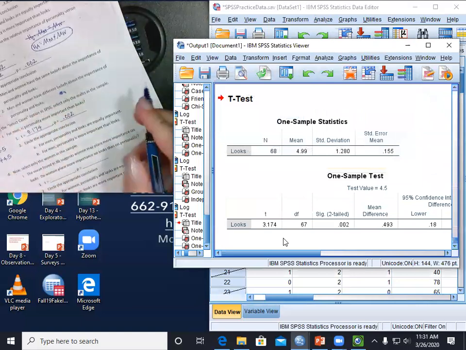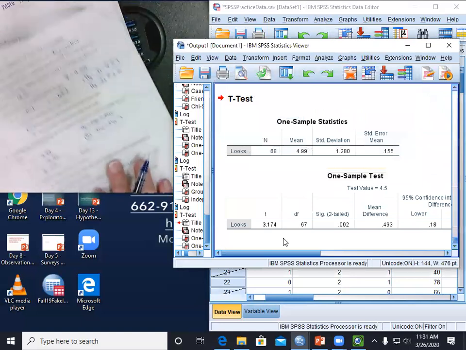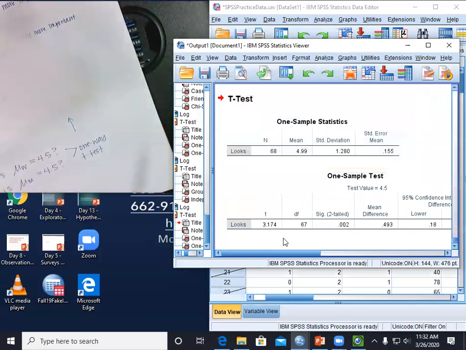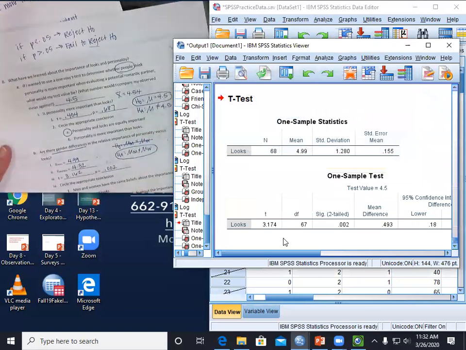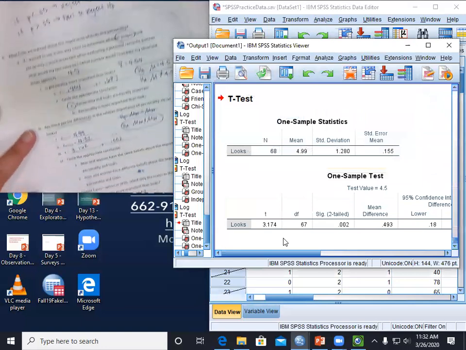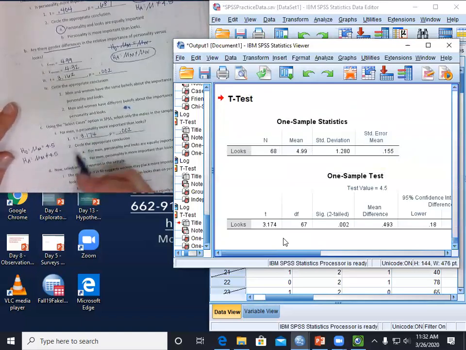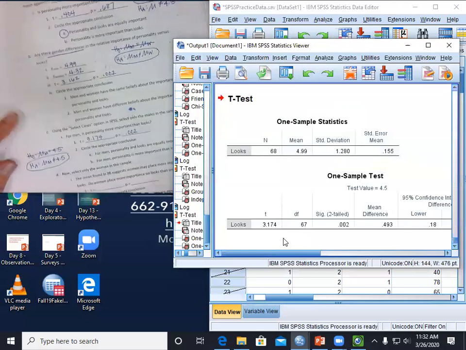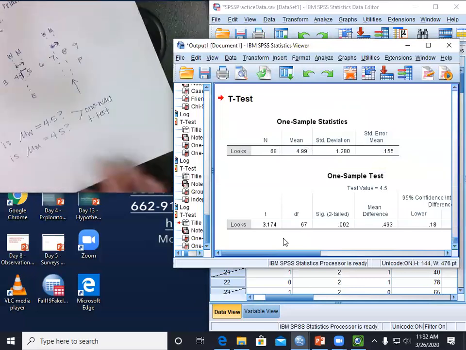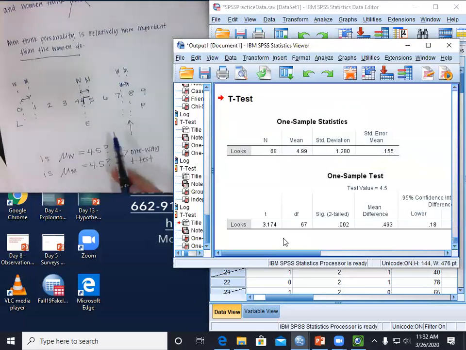All right, p of 0.002, where's my paper? Oh, it's over here. Our decision rule: 0.002 is less than 0.05, so we are going to reject the null hypothesis. We are going to conclude that men did not answer at the midpoint of this scale.